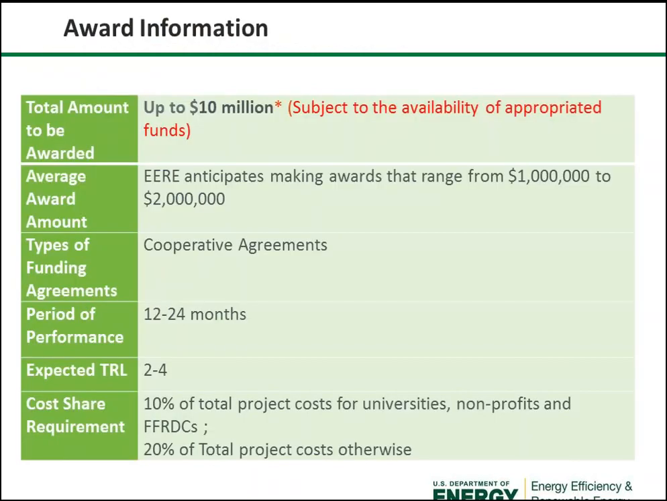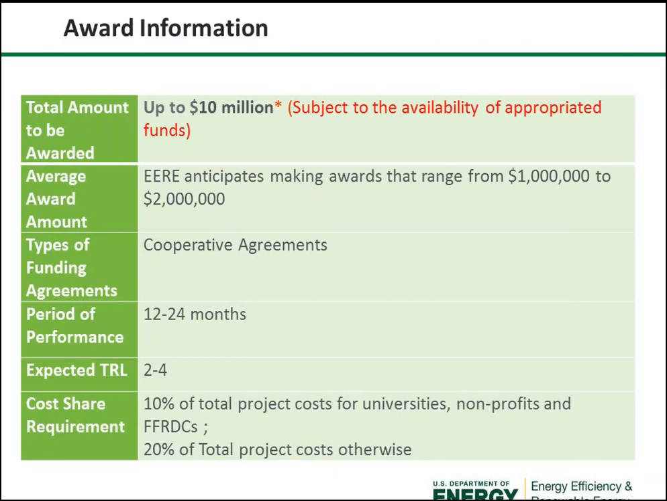So the award information that we have for this particular FOA, we have up to $10 million in funding. Of course, that's subject to the availability of appropriated funds. We anticipate making awards that range from $1 to $2 million. These will be cooperative agreements, and I'll describe the cooperative agreements in the subsequent slides. We expect these proposals to be ranging from 12 to 24 months, 1 to 2 years. Again, as I mentioned earlier, we're targeting earlier TRL levels.